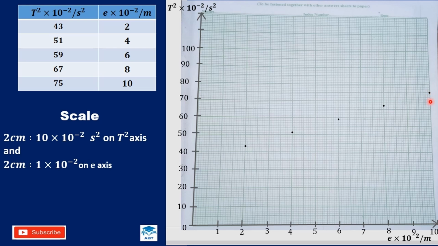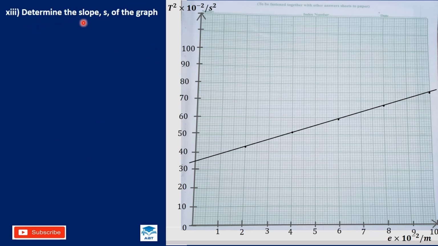And then we draw the line of best fit. Determine the slope S of the graph. So we draw a horizontal and a vertical line, and name here A, here B, and here C. The slope is given by change in BC divided by change in AB.